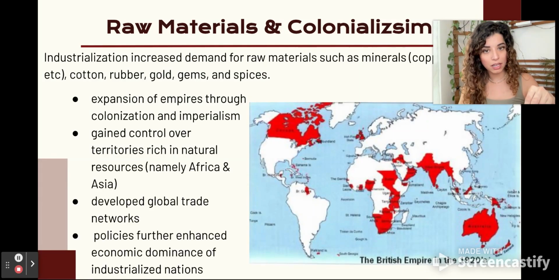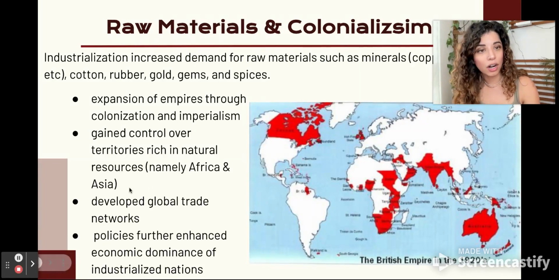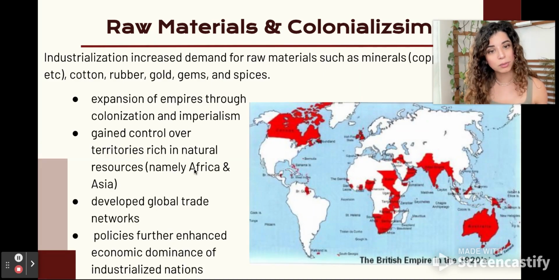These tended to be European countries colonizing and expanding their empires. In doing this, they gained control over territories that had a lot of natural resources. Africa and Asia are the ones that see the brunt of this during this particular time period. This is where we see the scramble for Africa. We see a lot of migration, a lot of movement from place to place, and that was also intended to help develop these global trade networks.